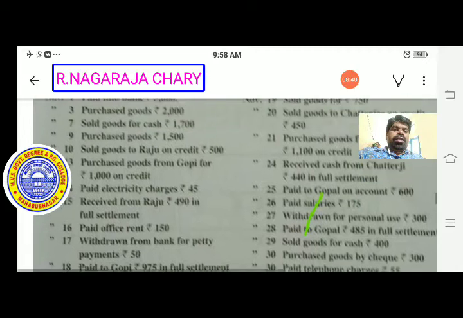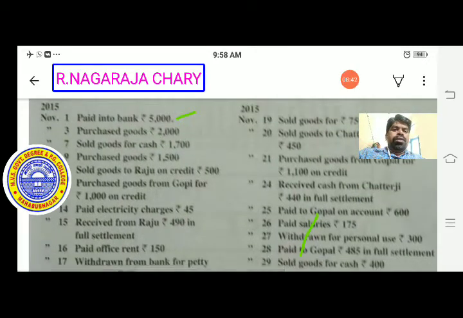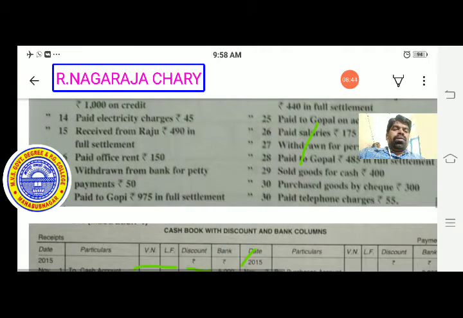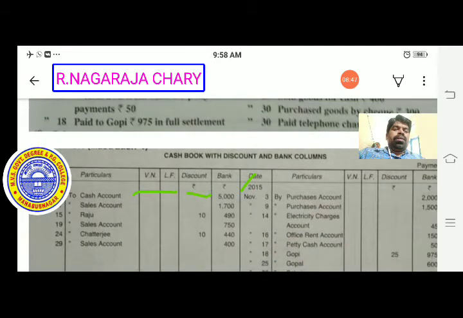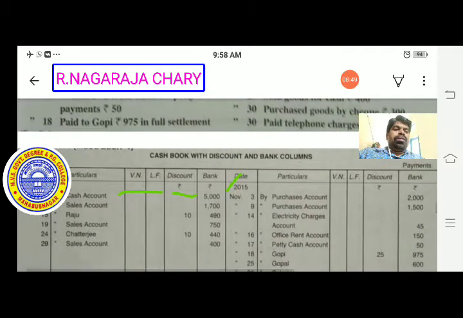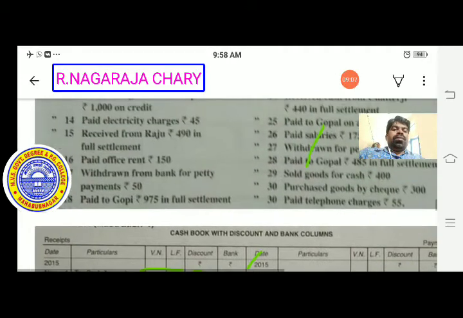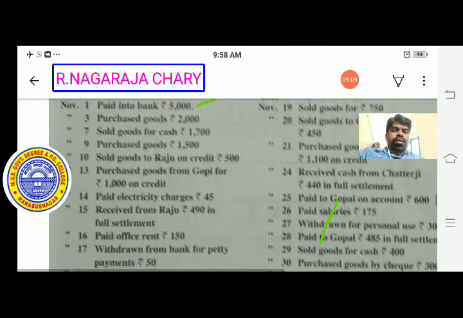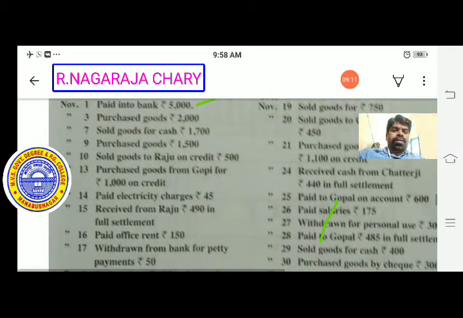Next we see purchased goods 2,000 rupees. So, worth 2,000 rupees we purchased. When we are purchasing, then we have to pay the amount. So, that is why 2,000 is to be paid. So, on the payment side we have to record purchase account 2,000 rupees.